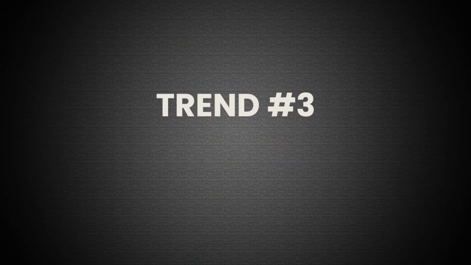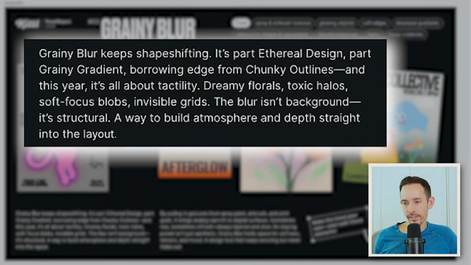Trend number 3 is called Grainy Blur. Here we can see it says Grainy Blur keeps shape shifting. It's part ethereal design, part grainy gradient, borrowing edge from chunky outlines, and this year it's all about tactility.